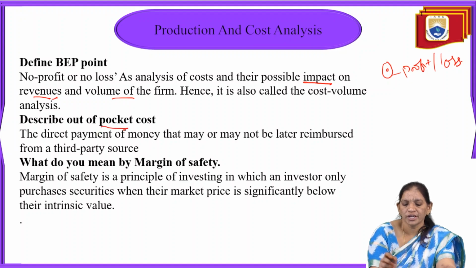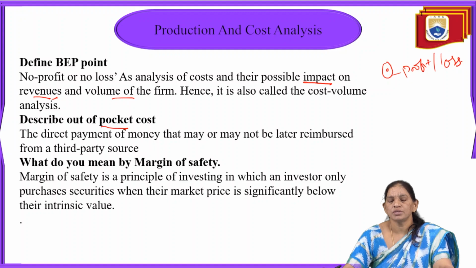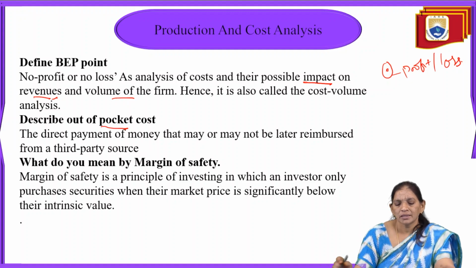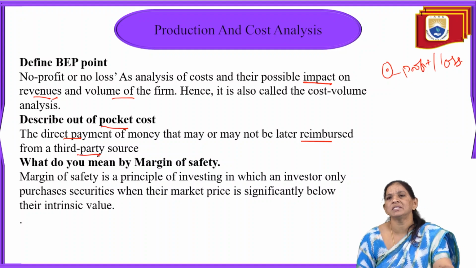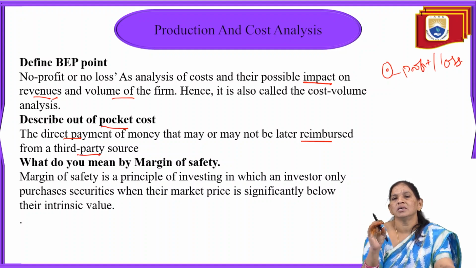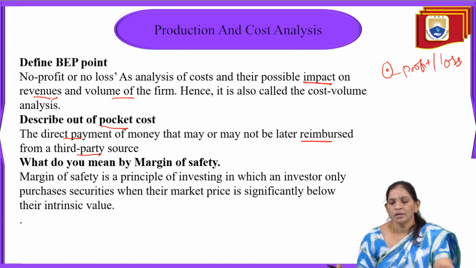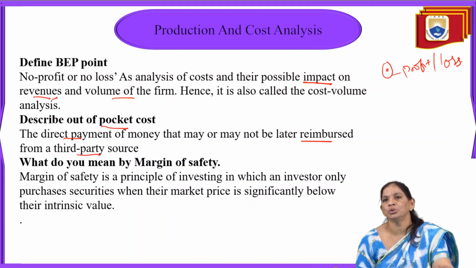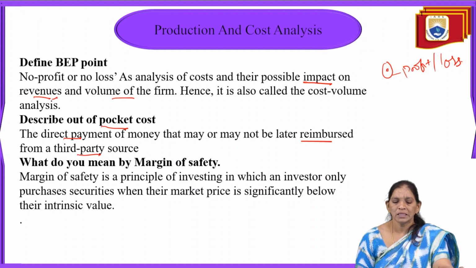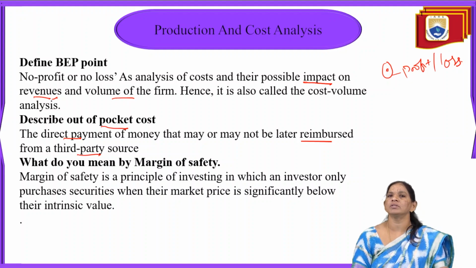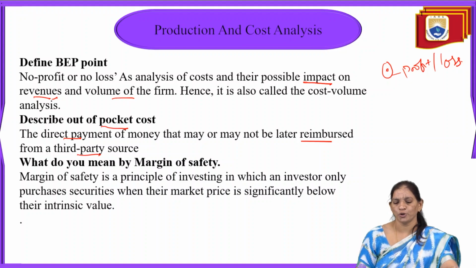Describe out of pocket cost. Out of pocket cost could be described as the direct payment of money that may or may not be later reimbursed from a third party source. It means the expense has to be paid immediately, and the money is given directly. We may have a chance of getting it back later or may not, but it could be reimbursed by the third party. That type of cost we call out of pocket cost.